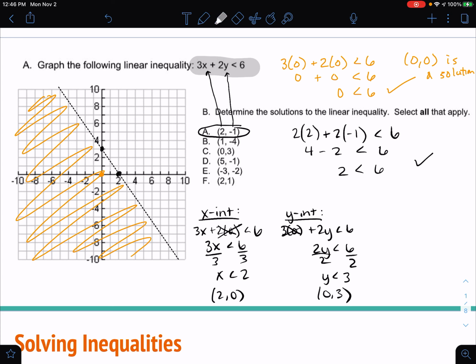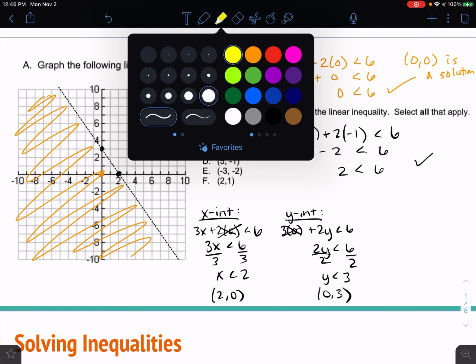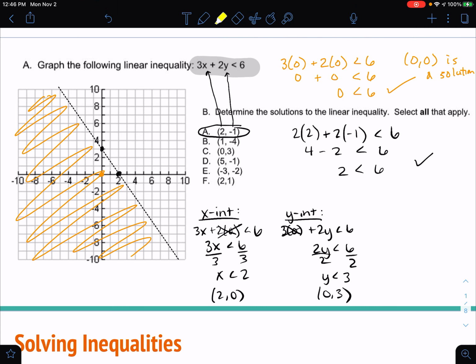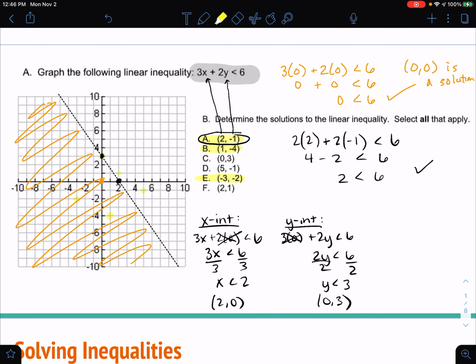Okay, so there's my inequality. So now I have to check all of these little points. 1, negative 4 is going to be down here, so that's going to be a solution also. 0, 3 is right here. Now, because I have a dotted line, that point falls right on my line. Since it's dotted, that's not going to be a solution. 5, negative 1 is going to be right here, so that's not a solution. Negative 3, negative 2, that is a solution. And then 2, 1 is right there, so that's not a solution. Okay? So that's one way you can do it.